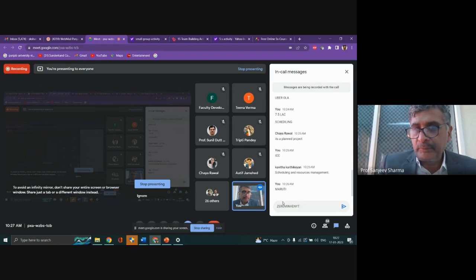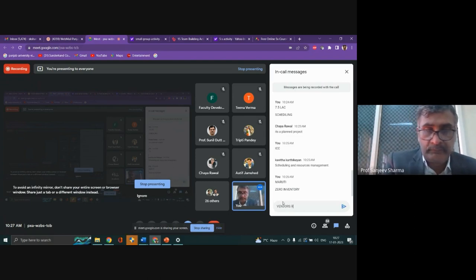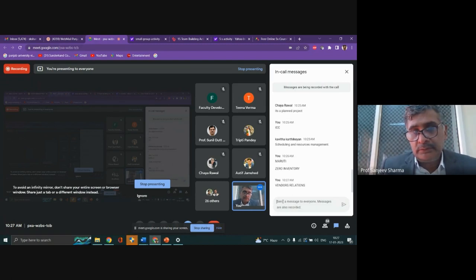Zero inventory. What have they done? They have tied up with their vendors. And the vendors supply them the raw material on the spot when it is required. For example, my car is at semi-assembly level. It is being given the final shape. I need a rear mirror. I need crankshafts, I need glasses, I need upholstery.